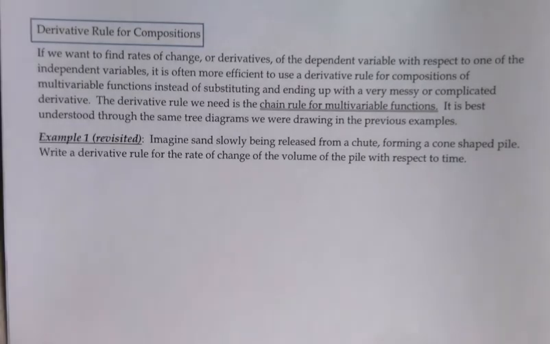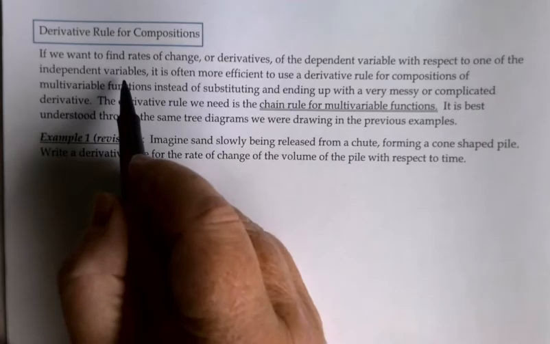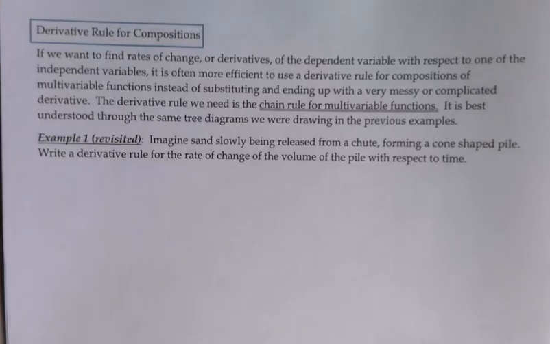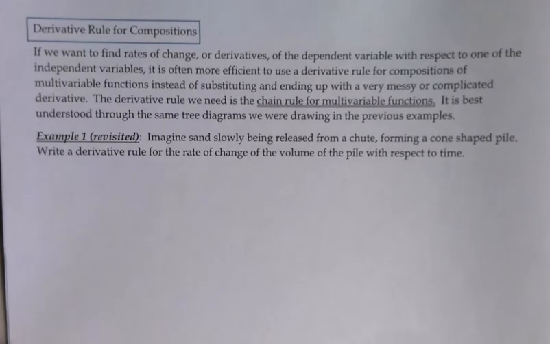All right, so if we want to find rates of change of these dependent variables with respect to one of the independent variables, not the intermediate ones, but the independent ones, it's often more efficient to use a derivative rule for compositions rather than trying to substitute and end up with huge, horrible, messy problems. This derivative rule is called the chain rule, and it's not one that I can write out a single formula for. It's one that you'll have to adapt to each situation. To adapt that chain rule, you're going to use the tree diagrams that we were just practicing.